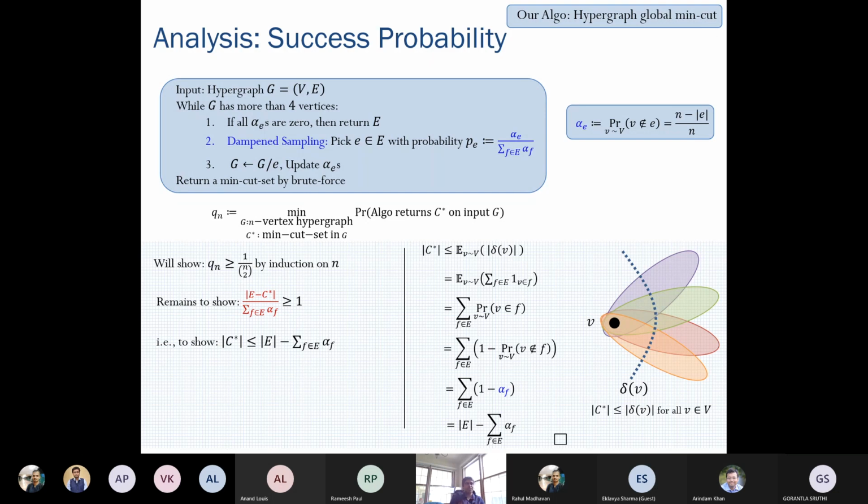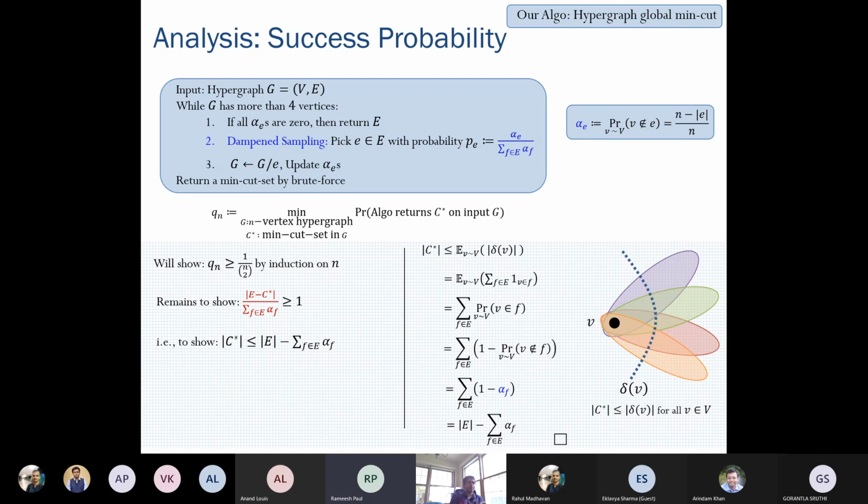How do we solve k equals 2? This is one way to solve this. What was not known in the literature was this clean distribution and this clean analysis. This was somehow not known in the literature for hypergraph global min cut.